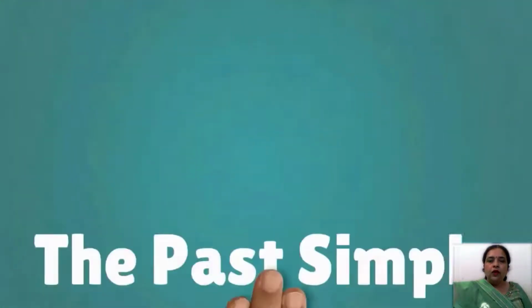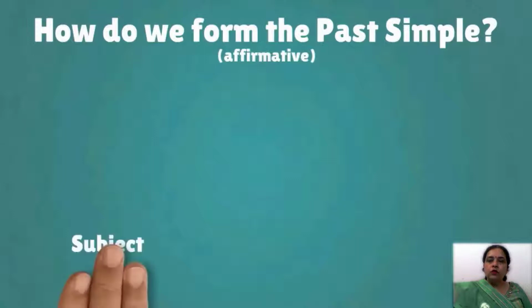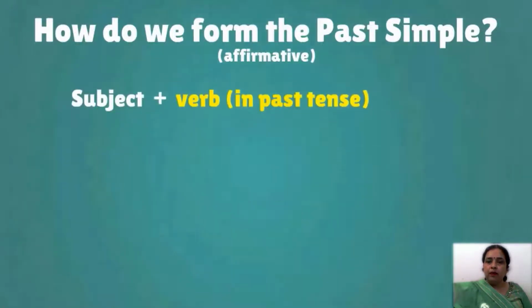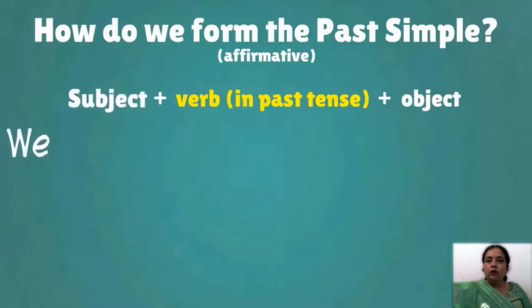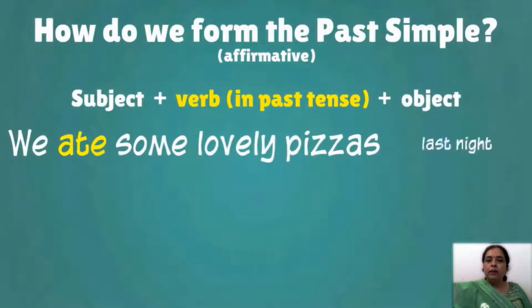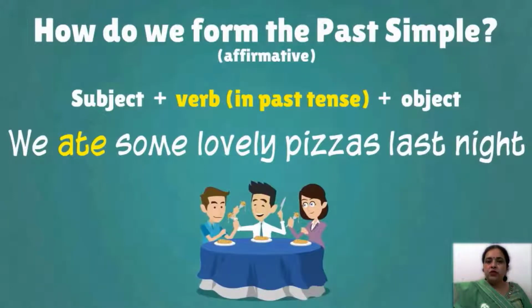Now I am going to tell you how the simple past tense is formed. First, we are going to study how to form simple past tense in affirmative sentences. Subject plus verb in past tense, that means we use second form of verb plus object. We ate some lovely pizzas last night. Here ate is the past form of eat and the time is last night. Time is also given here.